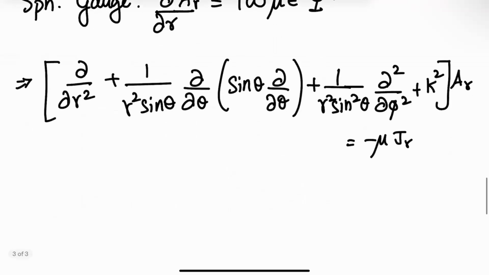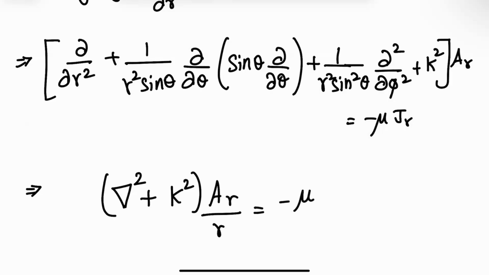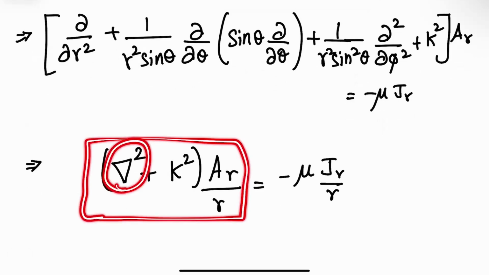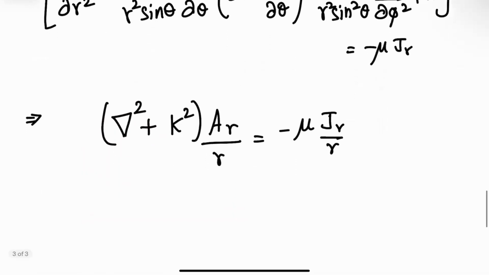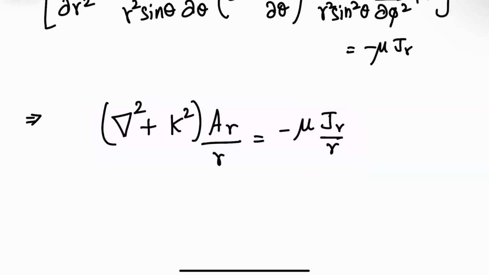Okay, and you can show that this reduces to the Laplacian plus k squared of A_r over r is equal to minus mu J_r over r. So you take the expansion of this using the spherical Laplacian in spherical coordinates, and that will reduce to this equation. This is very nice, because this is exactly what we were looking for. We're looking for a wave equation in spherical coordinates, a scalar wave equation, and that's what this is.